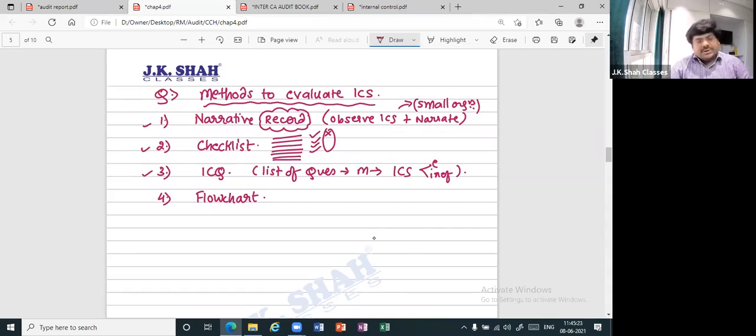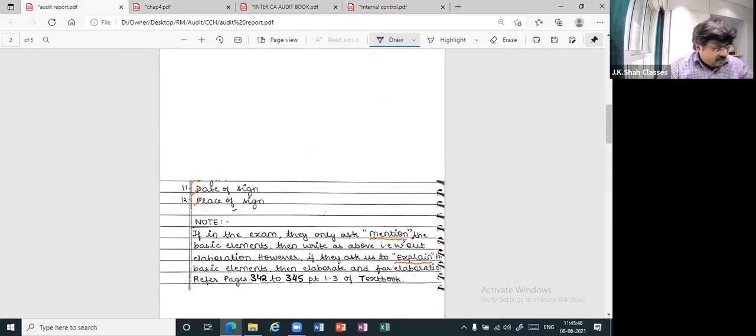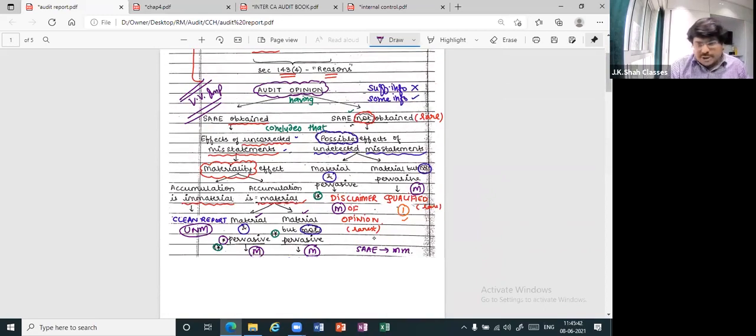Acha, next ICQ, which you already know. And the last is a flowchart. What is flowchart basically? Flowchart is basically, I hope, guys, it is like a diagram. It is rather a graphical presentation of the entire ICS. See, just like if you remember, this is my graphical representation of the entire auditor's report. See, this is like a flowchart, right?